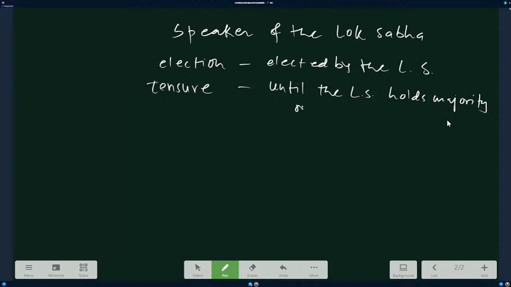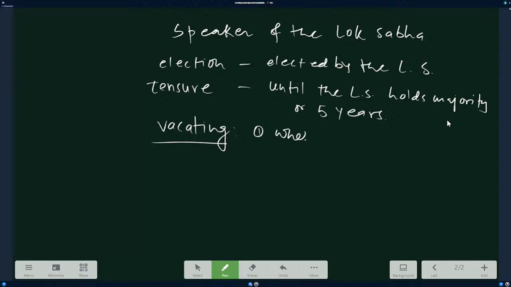And 5 years. He can remain for up to 5 years, after that he has to resign. Tenure is done. And then vacancy, or vacating. In what condition does the speaker have to vacate? The speaker has to vacate the office whenever he ceases to be a member of the Lok Sabha.